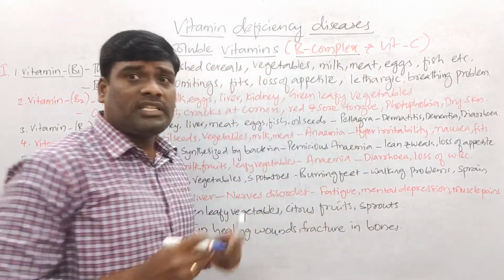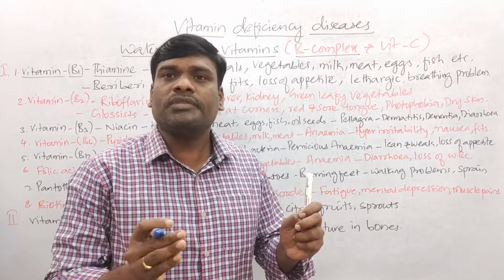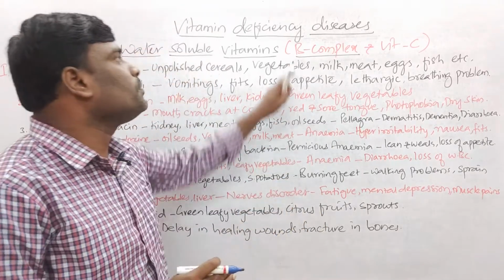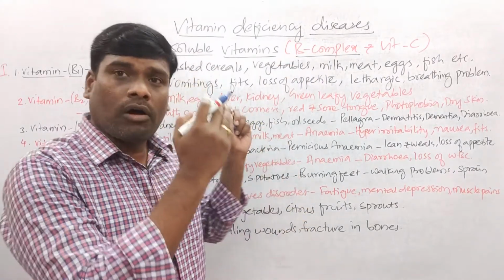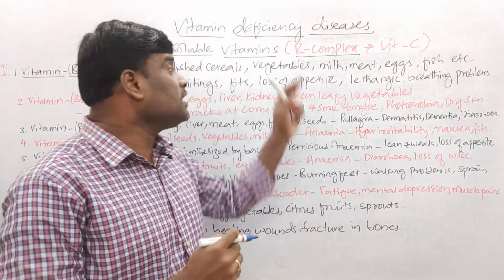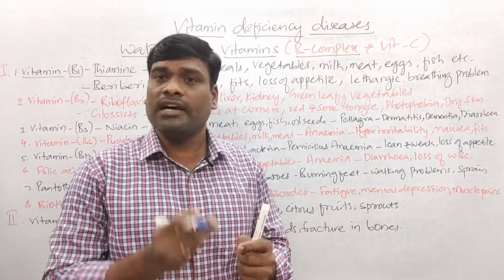So why are we calling this B complex? This B vitamin, children, is a group of vitamins. All those vitamins together we collectively call B complex. We are going to study all those B complex vitamins as well as vitamin C. These two are water soluble vitamins because they are soluble in water.